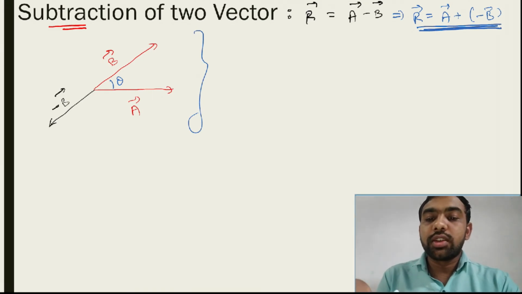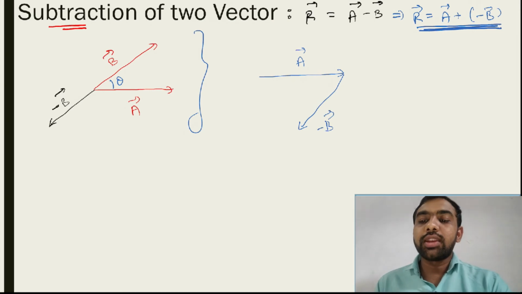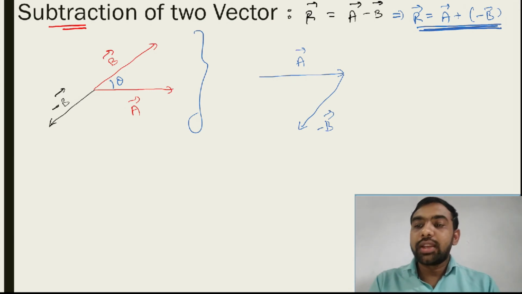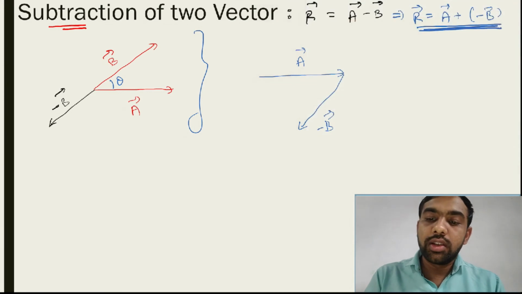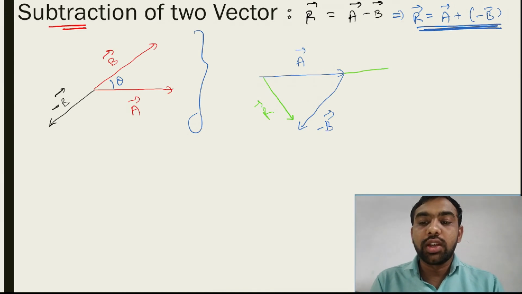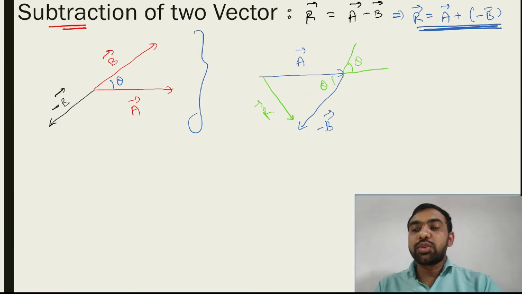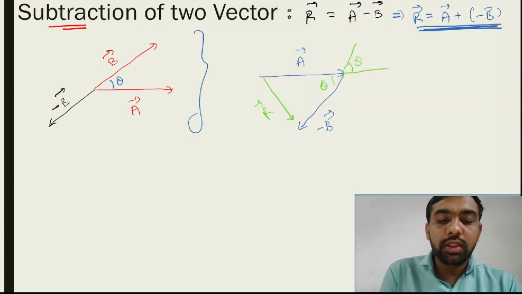So what is the resultant actually? That is A, here it is minus B, and the resultant is this one. The method is the same, the method is not different, you must understand. And this angle is theta. After simplification, you get this type of answer. You must remember the method.